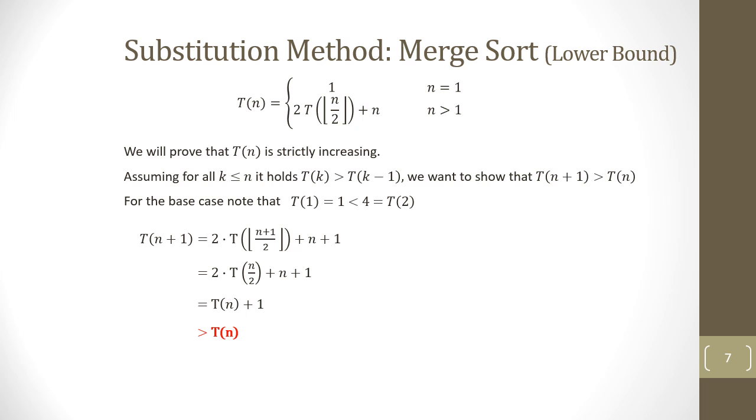Hence, we can say that T(n plus 1) is greater than T(n) because it's equal to T(n) plus 1, and a positive constant is being added to T(n). Hence, it will always be greater than T(n). So we prove that T(n) is greater than or equal to c n log n, with c equal to 1 and n not equal to 2. So we prove that the lower bound of merge sort is n log n.